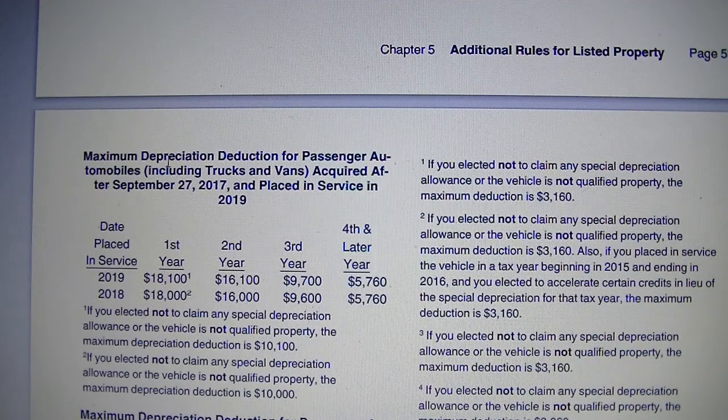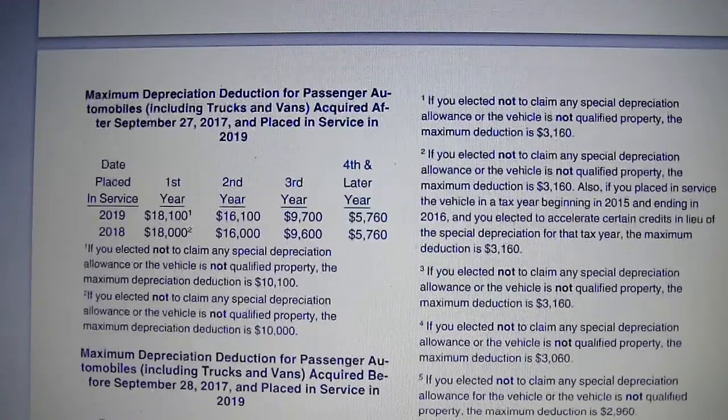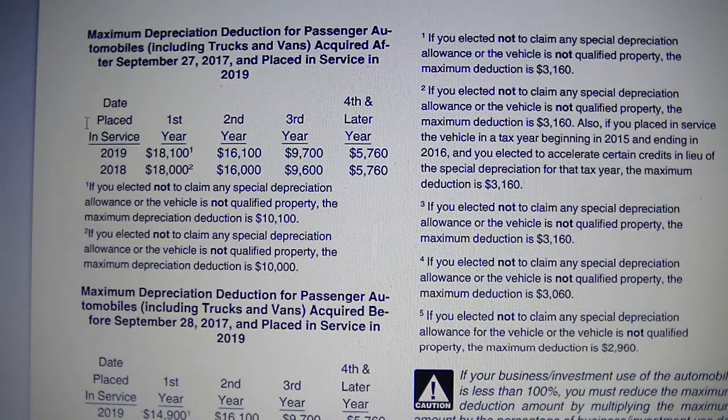So for maximum depreciation for vehicles acquired after September 27, 2017 and placed in service in 2019, we are going to use that for a car placed in service in 2020. So you have the date placed in service 2019. We'll use that row since that's the latest version they have. Year 1, the maximum is 18,100. Year 2, 16,100. Year 3, 9,700. Year 4 and later, 5,700 each.